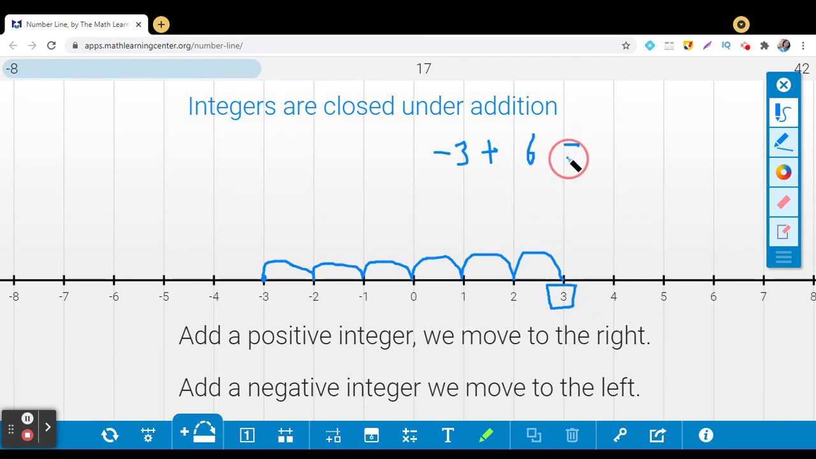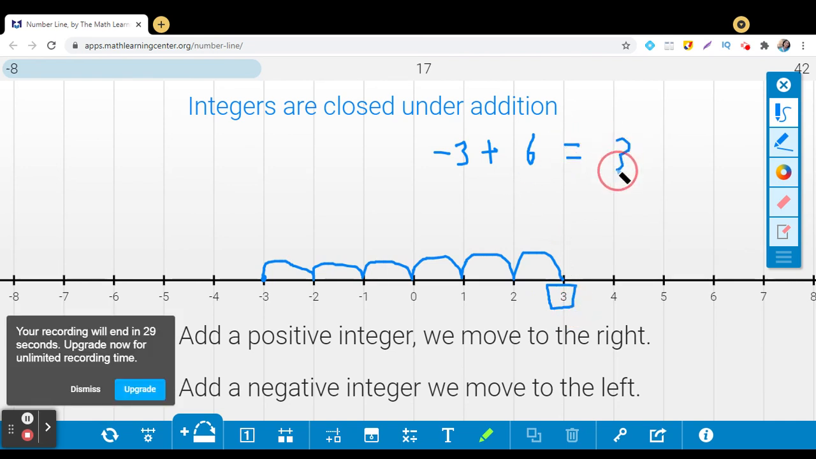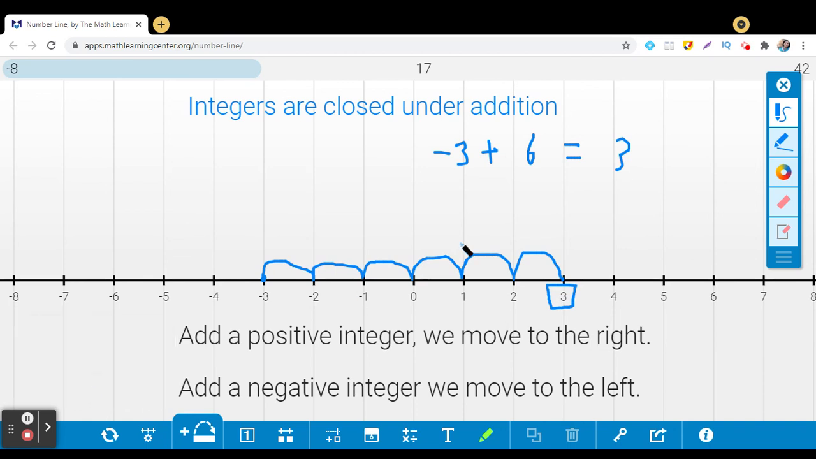So what did we do here? We subtracted the number 3 from 6, and we put the sign of the positive number, which is the bigger one. Here plus 6 is the bigger integer. And in all the cases we have found that when we add two integers, we always get an integer.